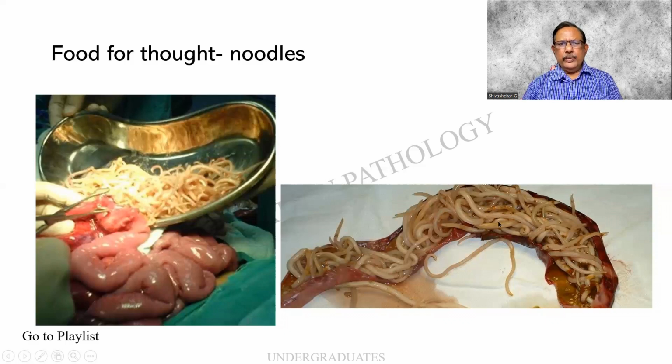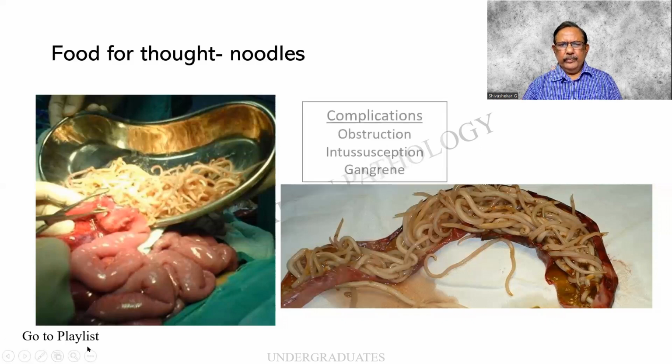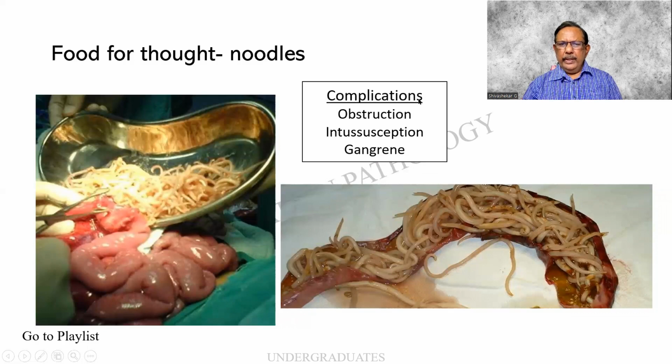I have got one such specimen for our college from Pondicherry. And it is kept for the exam for the students. Go to the playlist for any of the details. The complications can be obstruction, intussusception, gangrene. So the specimen can turn out to be black in color, which means it is becoming gangrenous.